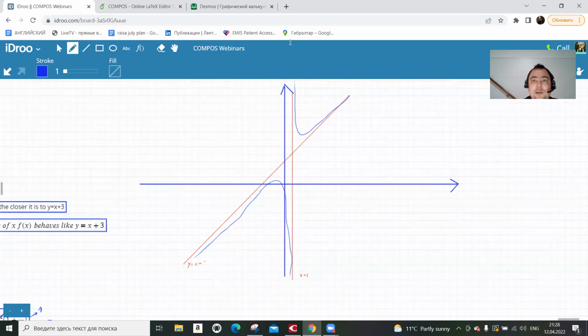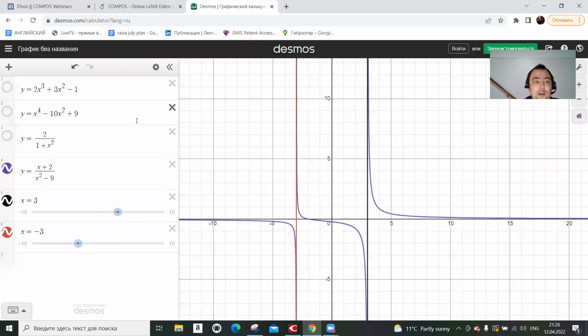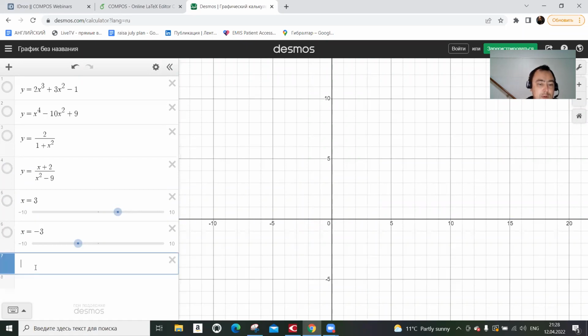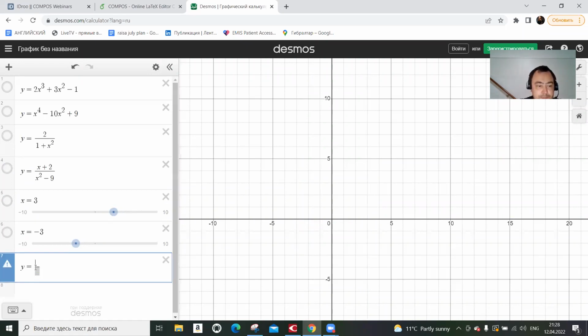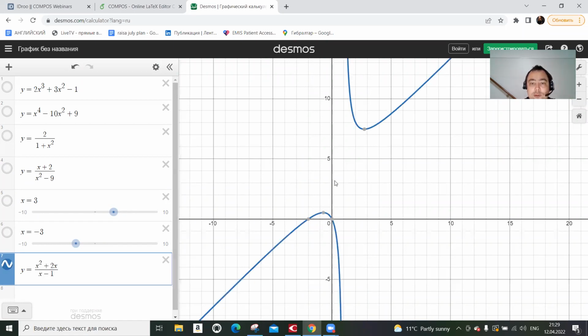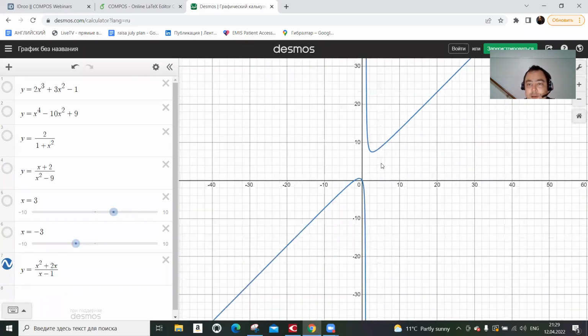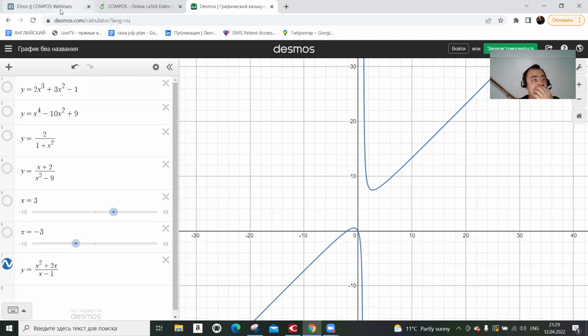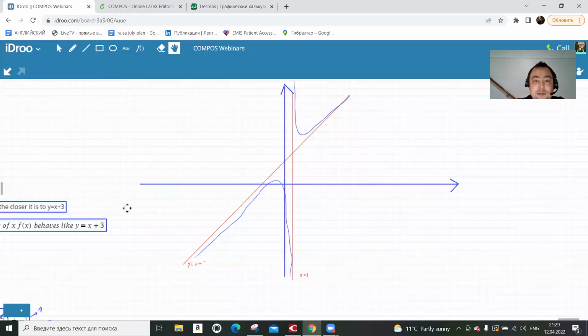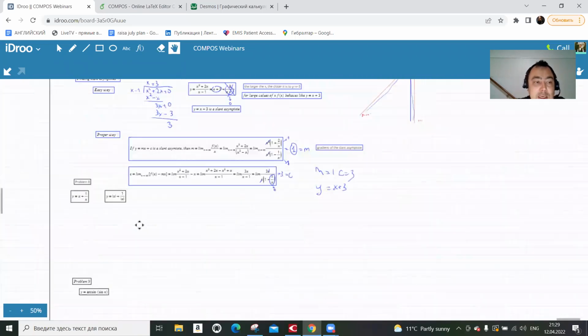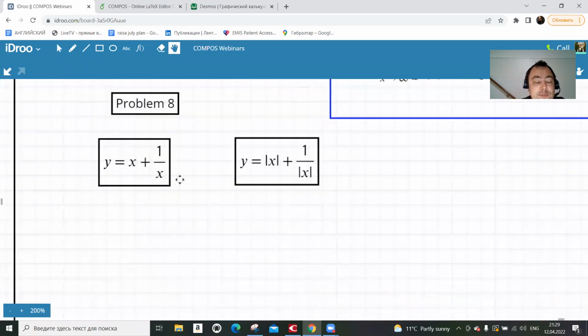Okay, and checking our answer, y is equal to x squared plus 2x over x minus 1. Ta-da! So here's the graph. So whenever you see a top-heavy fraction, there's bound to be a slant asymptote.